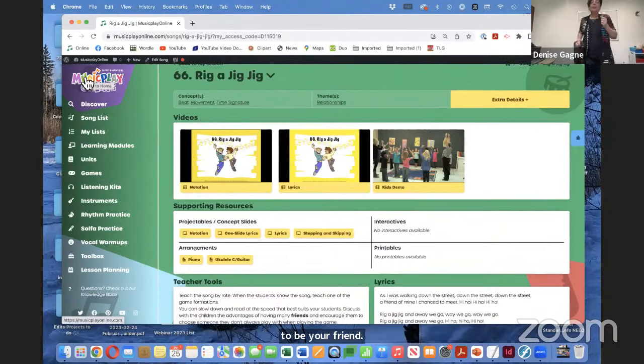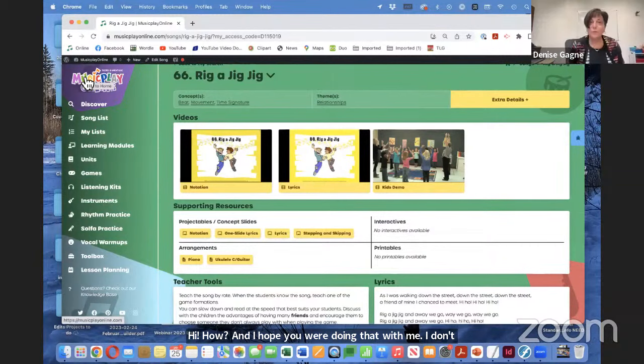As I was walking down the street, down the street, down the street, a friend of mine I chanced to meet. Hi ho, hi ho, hi ho. Rig-a-jig-jig, and away we go, away we go, away we go. Rig-a-jig-jig and away we go. Hi ho, hi ho, hi ho. And I hope you were doing that with me.